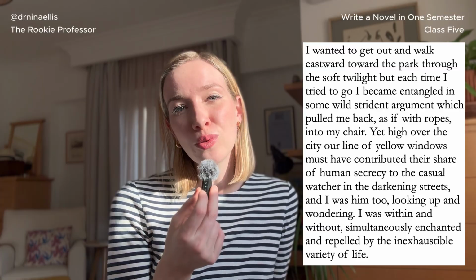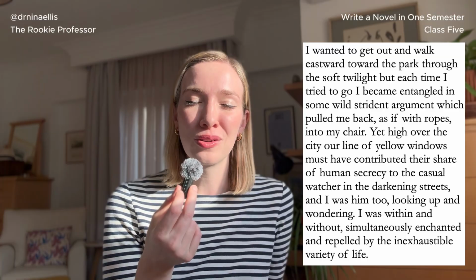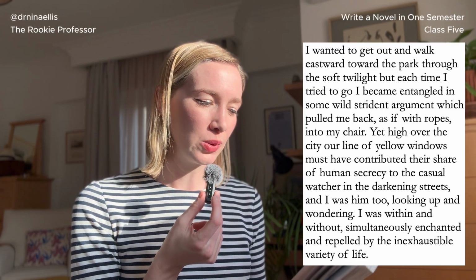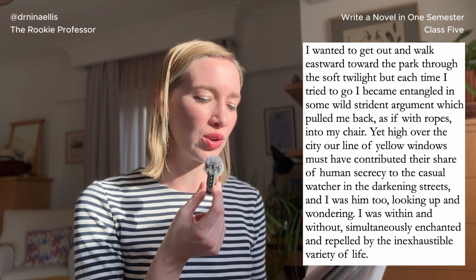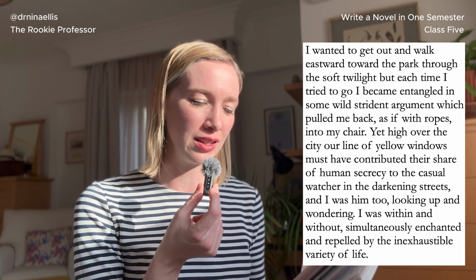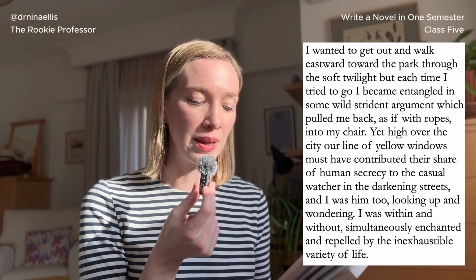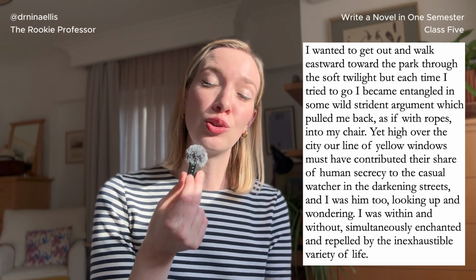But the whole passage illustrates both Tom's and Myrtle's characters, and also tells us a great deal about the narrator, who's pretending not to be an important character in this story, but of course, who is a protagonist in his own way. Here's my favourite passage from that whole section in the apartment. "I wanted to get out and walk eastward towards the park through the soft twilight, but each time I tried to go, I became entangled in some wild, strident argument which pulled me back, as if with ropes, into my chair. I was within and without, simultaneously enchanted and repelled by the inexhaustible variety of life." So good.